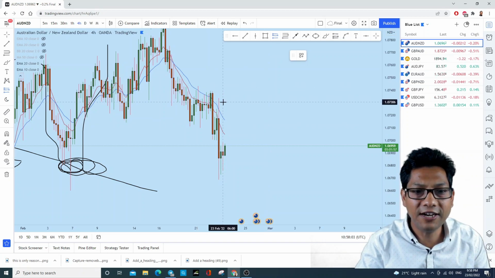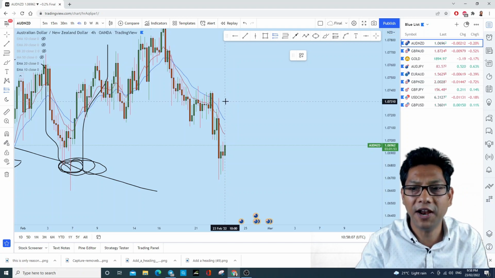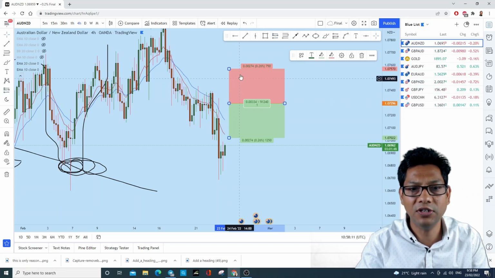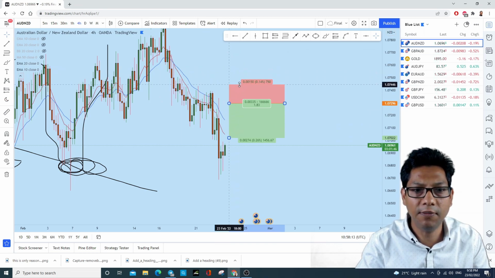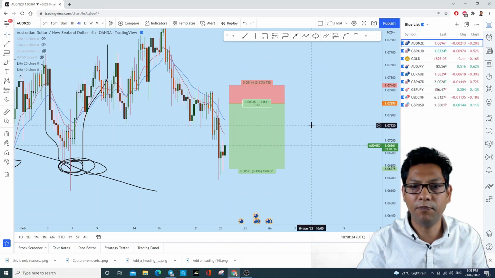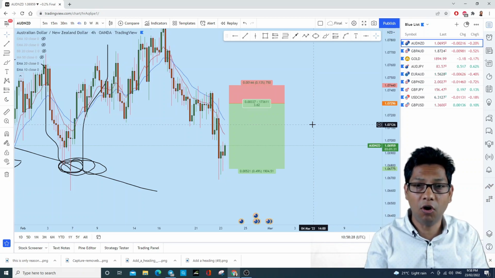Okay, so we entered the trade with my student, with my VIP members. They also made money. So from here at 729, our stop loss above this high, and our take profit was here 1.0677. So this is my take profit. So we made 3.6 times profit on this one.